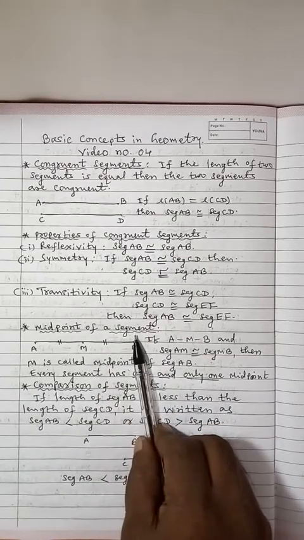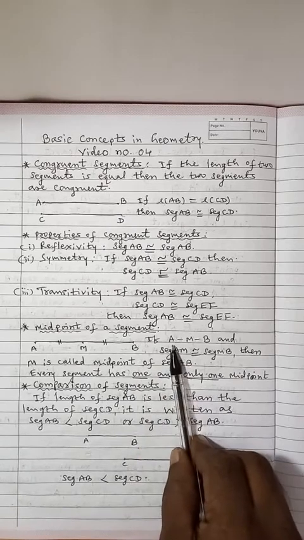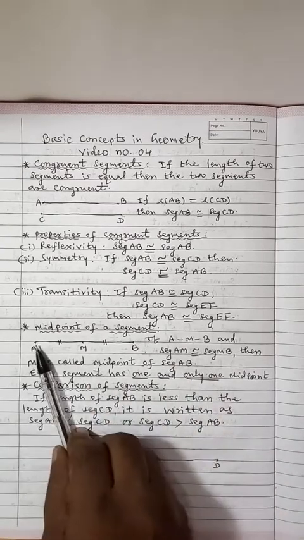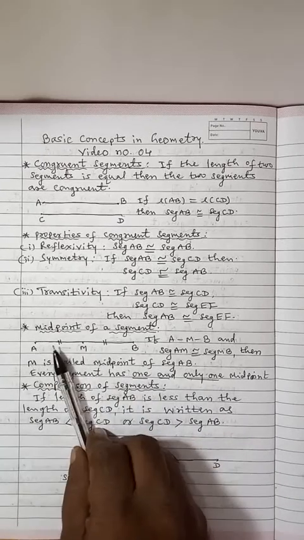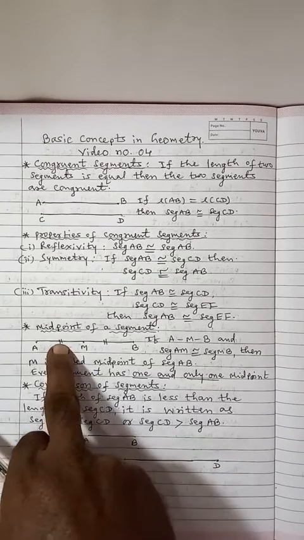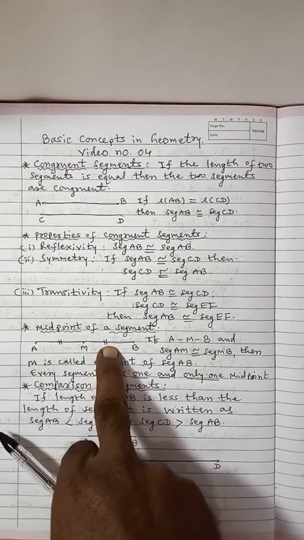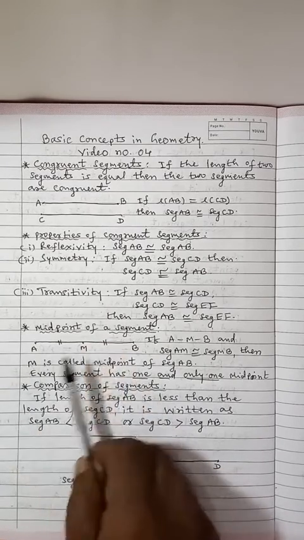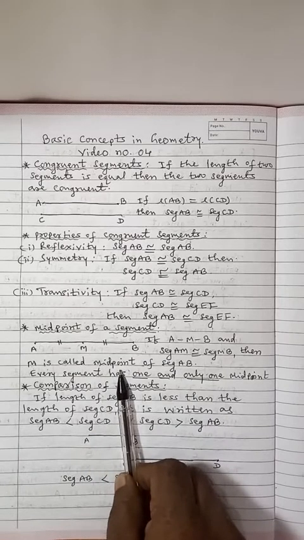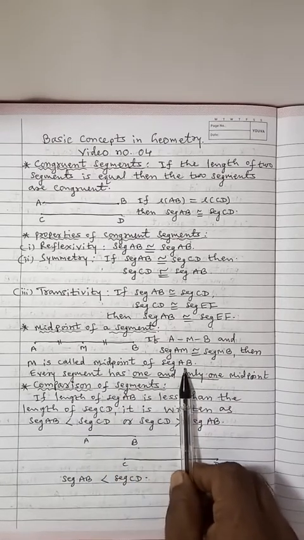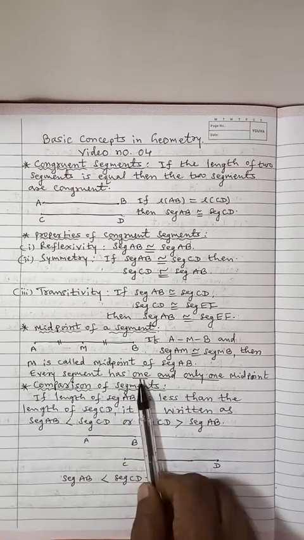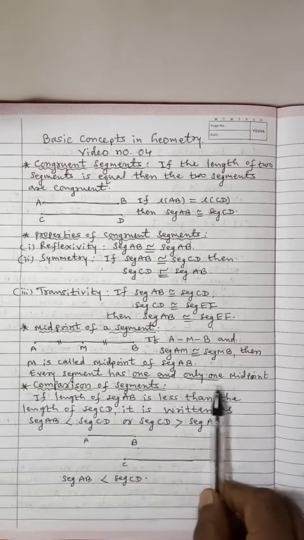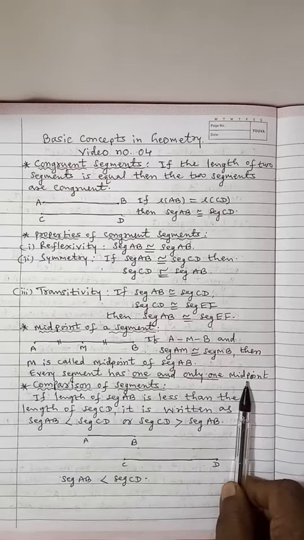Midpoint of a segment. Pay attention. If A-M-B, here it is A-M-B, and this segment AM is congruent to segment MB, then point M is called midpoint of segment AB. Every segment has one and only one midpoint. So given a segment, it has only one midpoint.